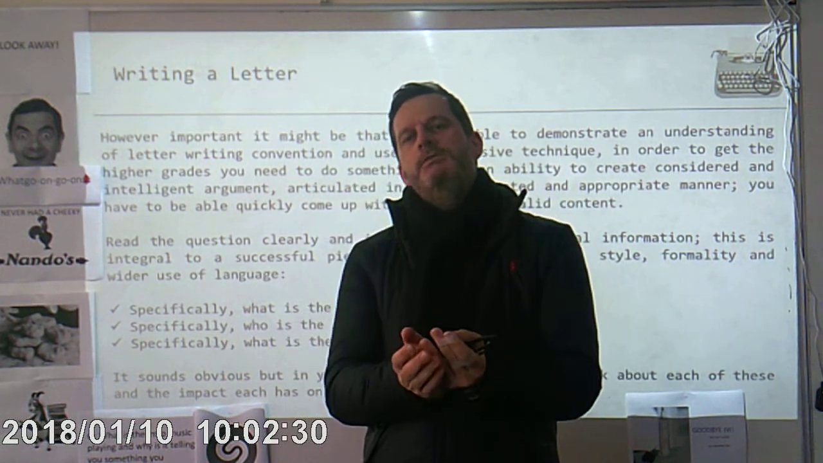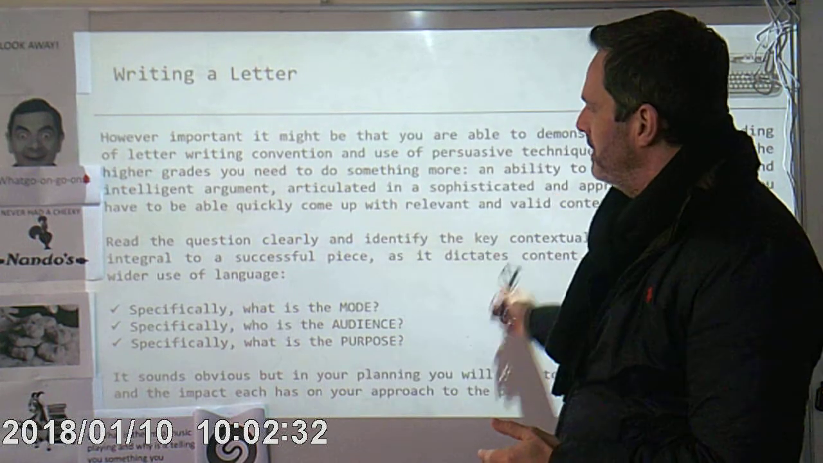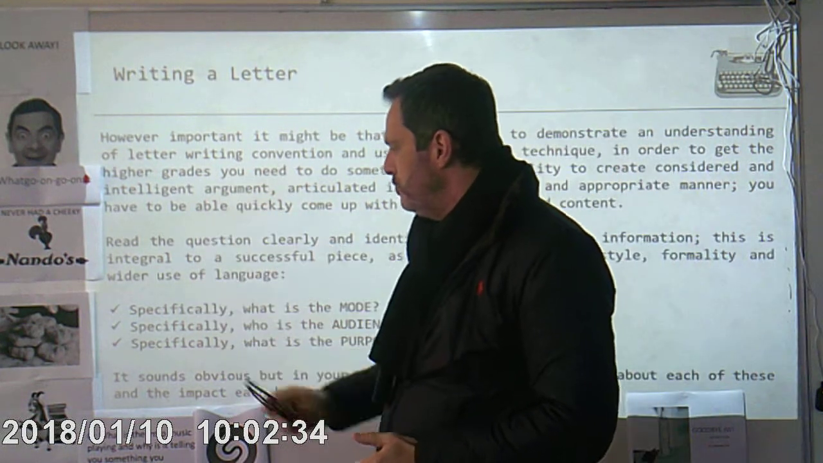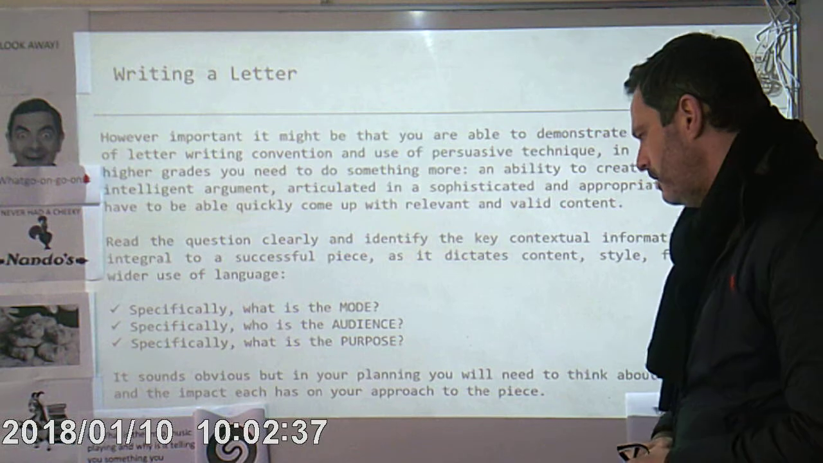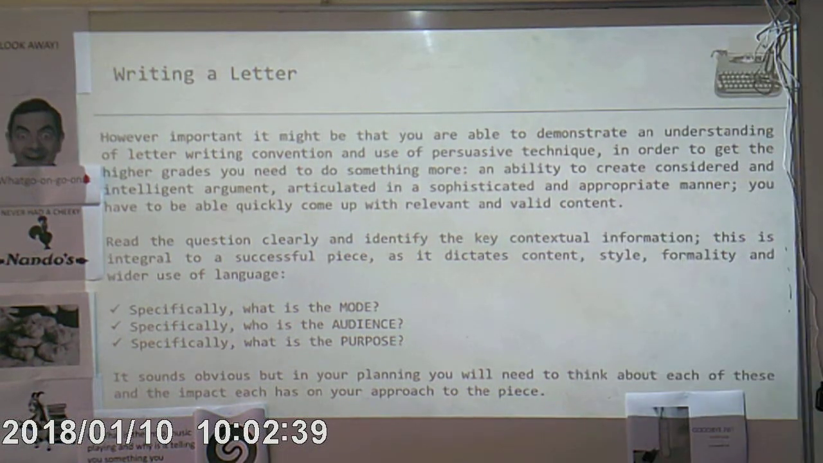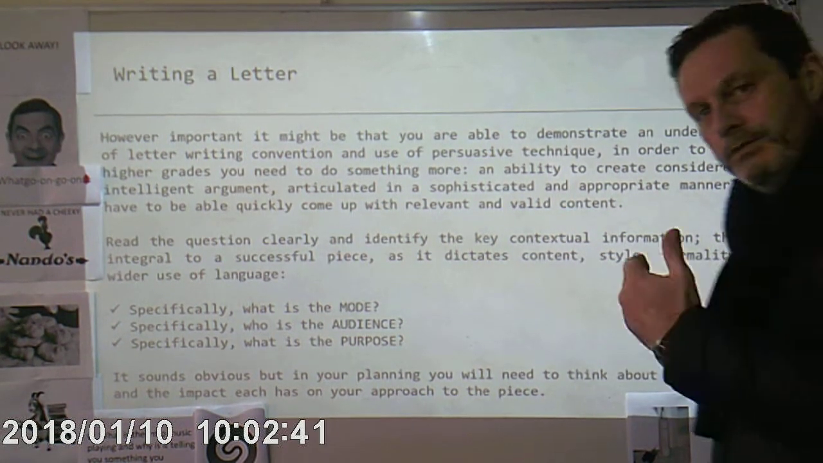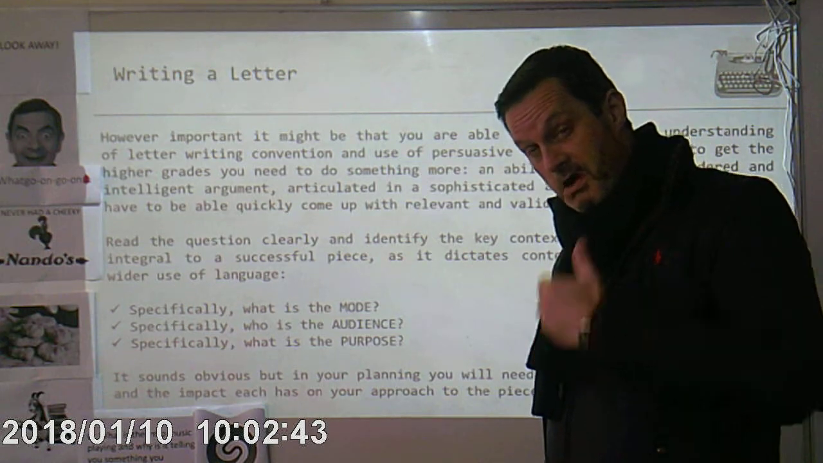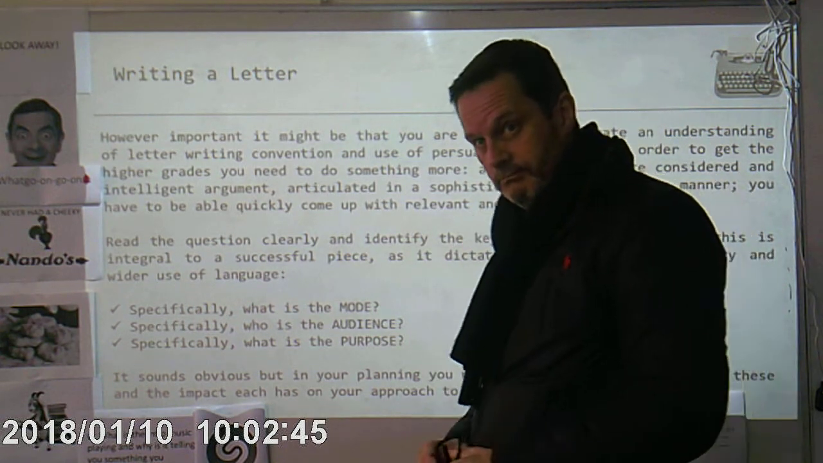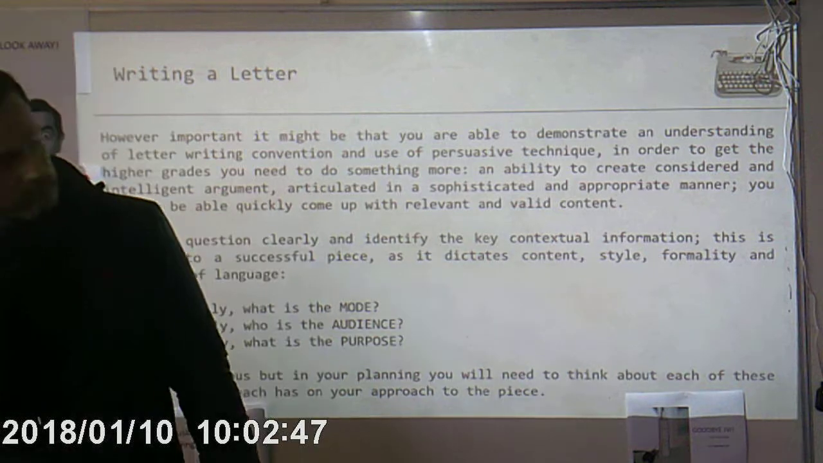And that's where it comes into these ideas. You need to think about an intelligent argument to do with a particular purpose, okay? Again, I've put at the bottom there, it sounds obvious, but in your planning, you need to think about those sort of things in detail, okay? Quickly, but in detail. Really try and engage with it, that is the key.